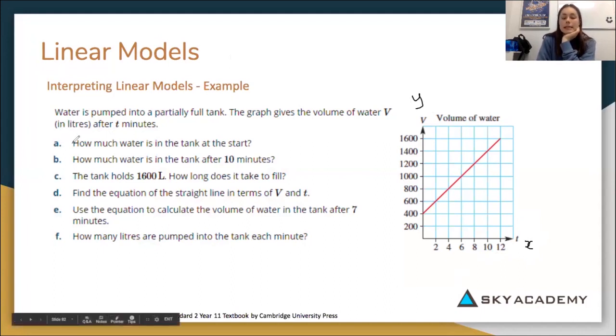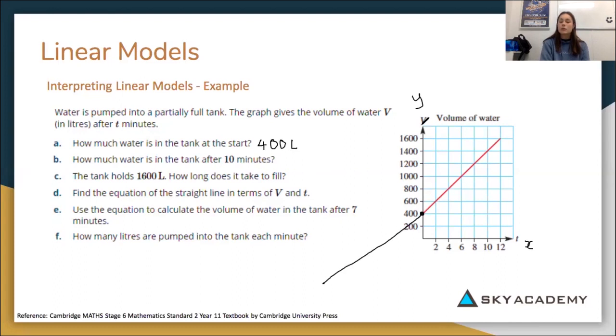So if we have a look at the volume of the water in the tank, and we go to the start of our line, the start of the line is here at 400. So how much water is in the tank at the start? Well, it'll be a volume of 400 litres. So what this means is that the y-intercept, or where this line would cross, if it was to continue, where it would cross the y-axis, is going to be the fixed starting point. So if your starting point is 400, your y-intercept is going to be 400.